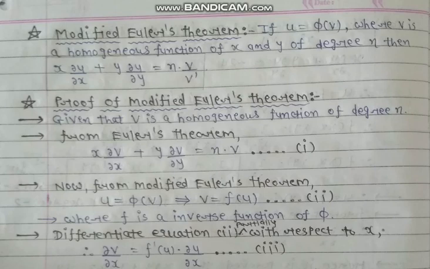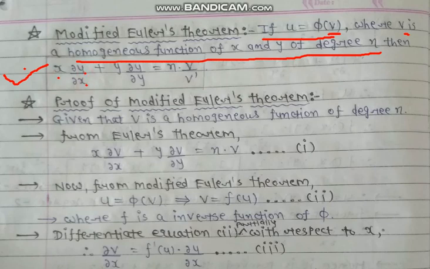First of all, the statement of the Modified Euler's theorem, as shown here: if u is a function of phi of v, where v is a homogeneous function of x and y of degree n, then this modified Euler statement says that x del u upon del x plus y del u upon del y is equal to n into v upon v prime.